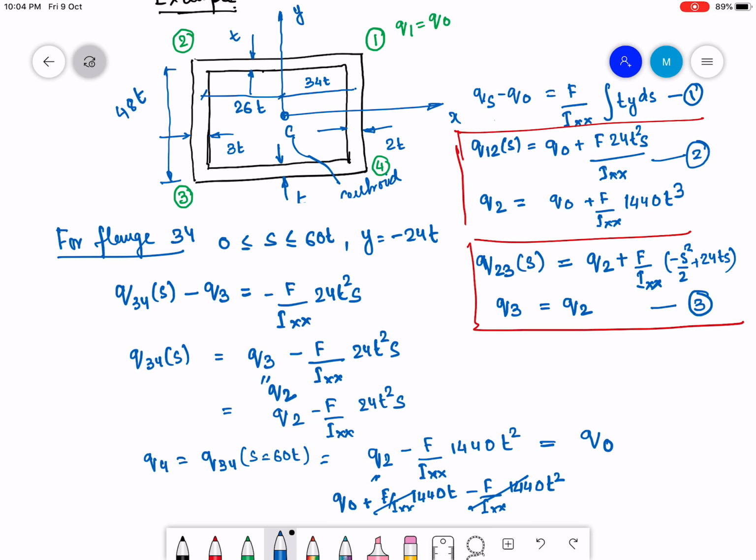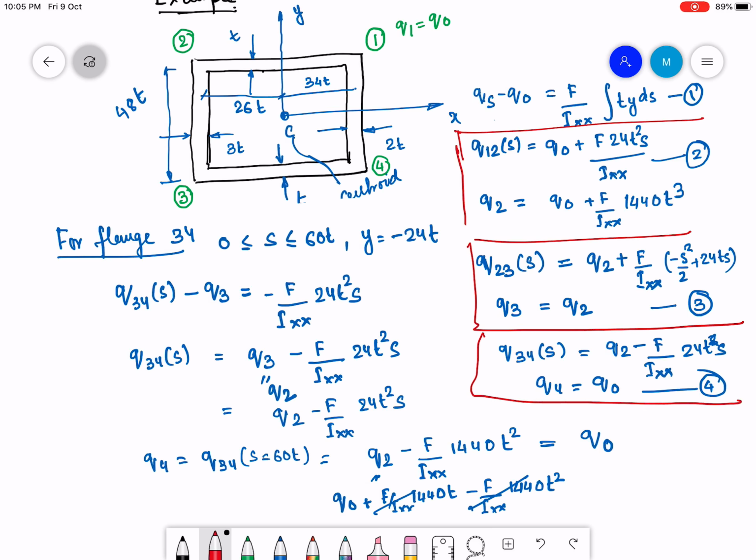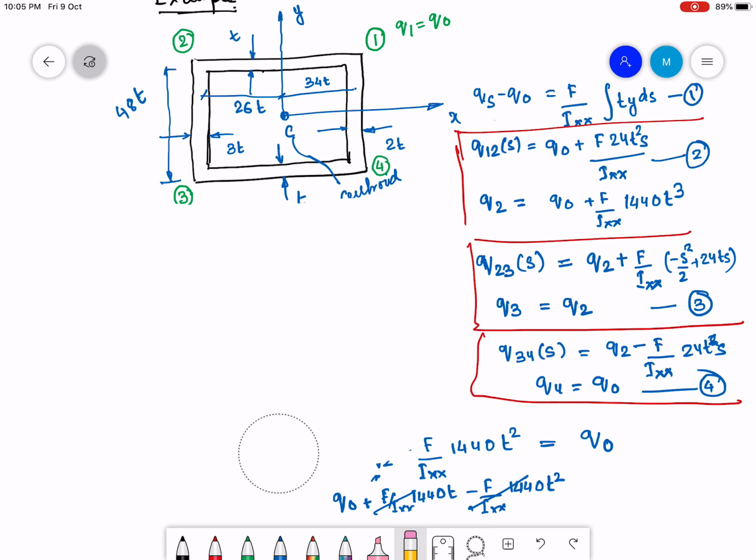So I will again write this here. Q34S is going to be Q2 and Q4 is going to be Q0. So this is my fourth equation. Let me mark it and erase the rest of the expression.